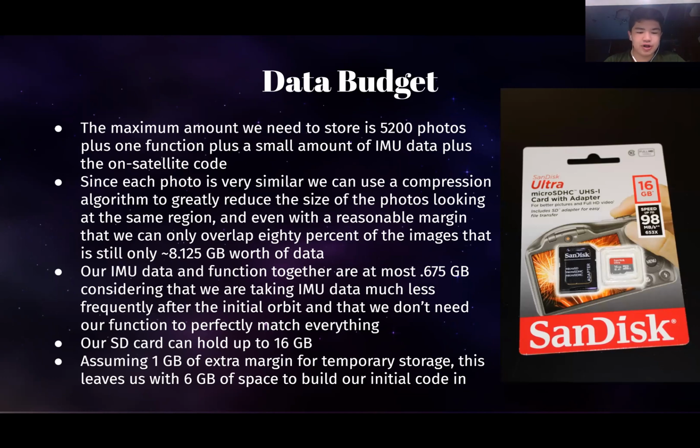The data budget we can determine using the amount of photos calculated from the link budget and a similar estimate for their size. In order to compress the photo data, we can use the fact that most of the photo regions are looking at the same area to greatly reduce the space by only marking the differences in each region, even accounting for reasonable uncertainty in this process, as well as another estimate of the maximum size of our orbital function and a margin of error for any additional data that needs to be sent up or down. We get that we have 6 gigabytes of space to create our initial code in, which should be plenty of space and gets us under the 16 gigabyte limit of our SD card.